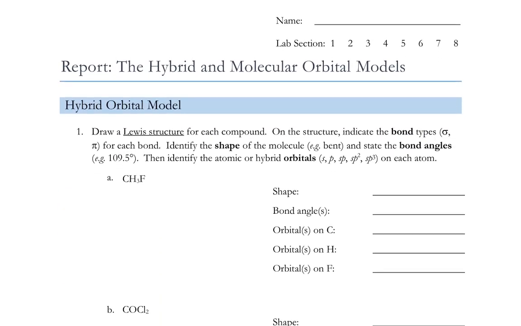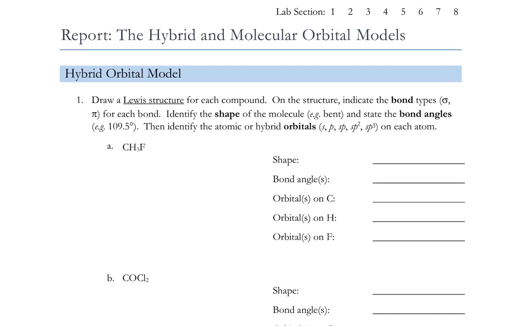So we're in problem 1, we're drawing Lewis structures, and on the structure you indicate the bond type, so just use notation, of course, sigma, pi. And then you are writing what the shape is, bent, etc. You are giving the bond angles, 109.5 or whatever it happens to be. And then you are identifying all of the atomic and hybrid orbitals on each atom.